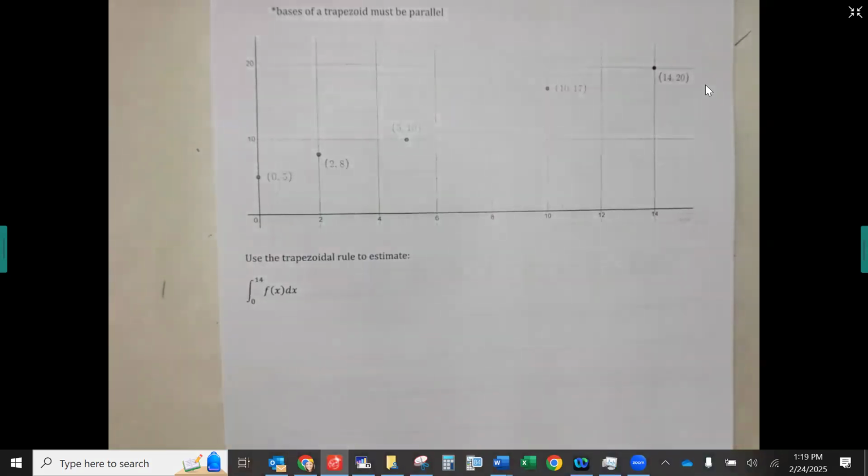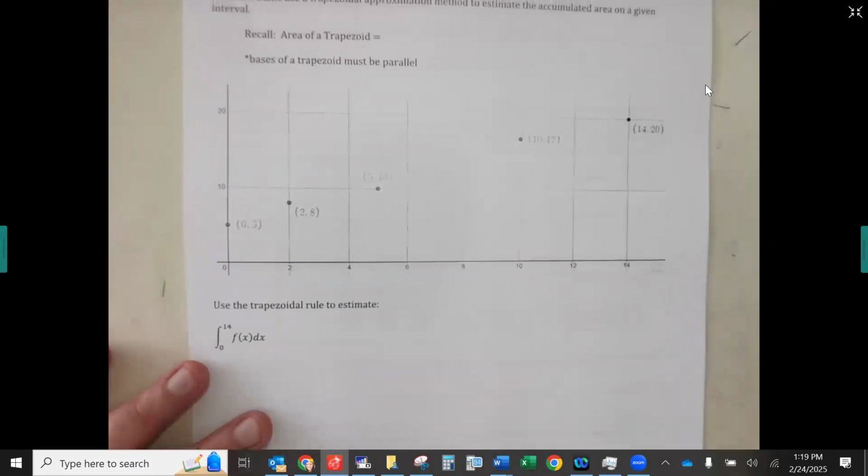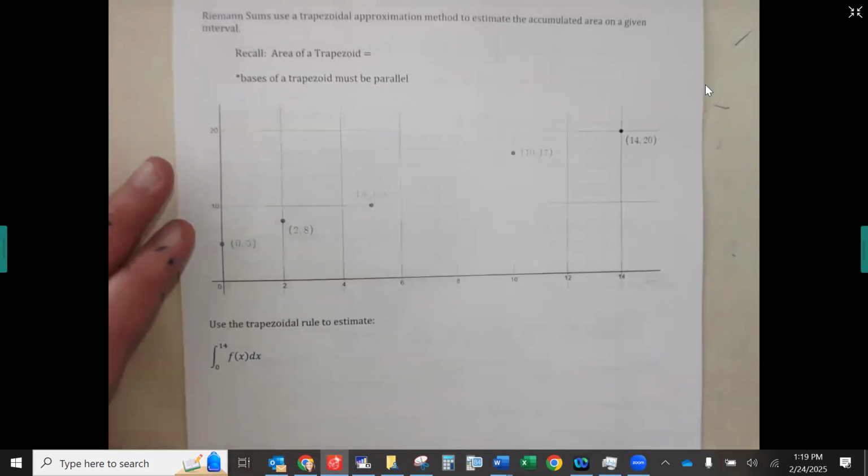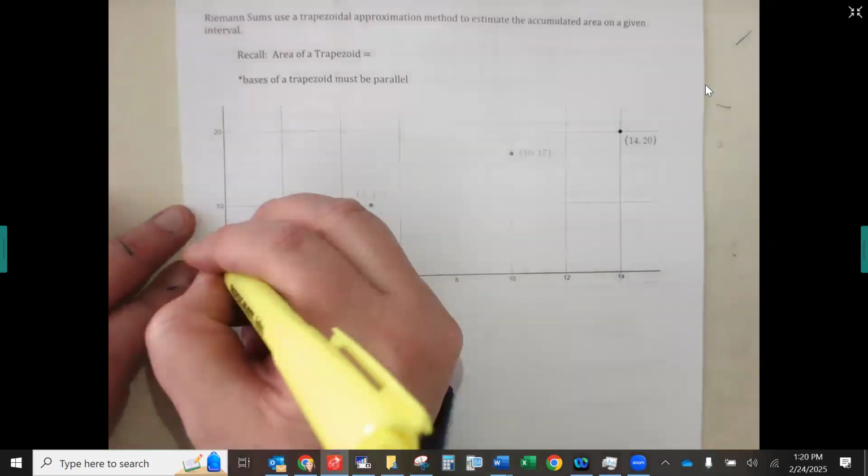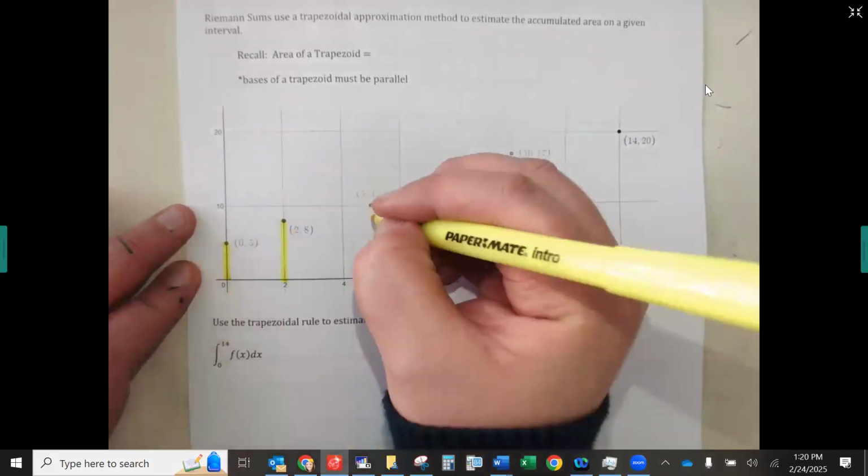Okay, today we are going to cover the trapezoidal rule. This is quite similar to rectangular or Riemann sums. So if you know how to do that, today should be quick, and then you can get on to working on stuff. So take your little graph here, split it based on the ordered pairs that you're given.